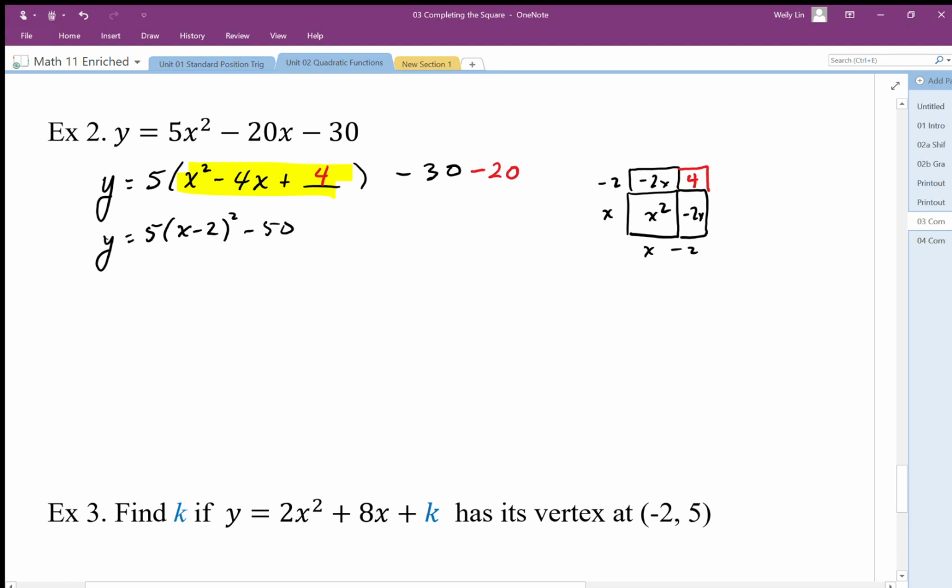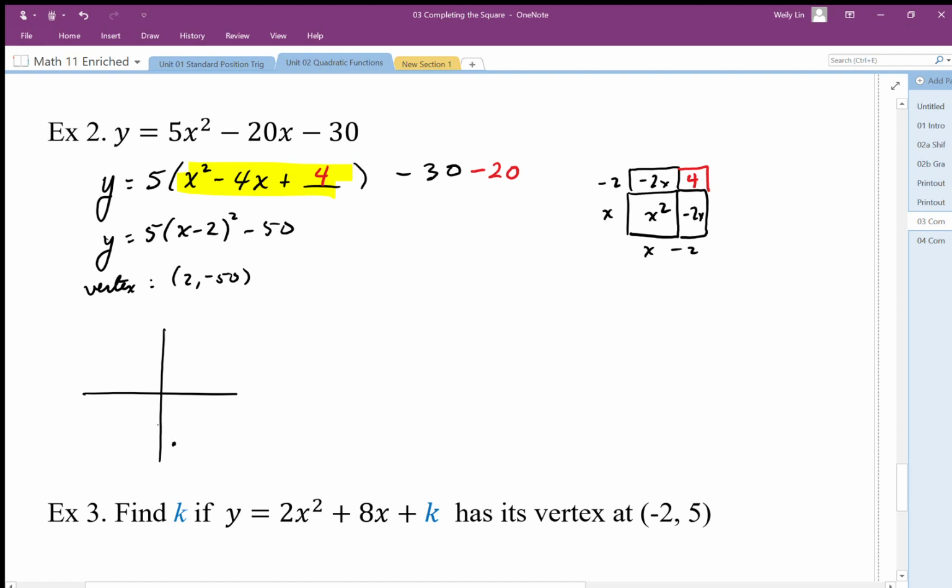Okay, so there's my graphing form. I now can identify the vertex. The vertex is at 2, negative 50. Okay, the axis of symmetry at 2. So if I were to sketch this, 2, negative 50 somewhere way down there.